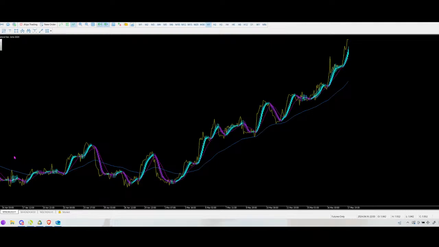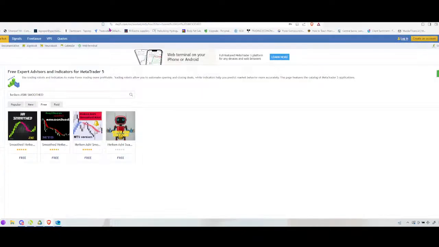So first of all, where do you get this indicator? Now, I did drop a link to the MQL5 website. That's basically the MetaTrader marketplace website. So if you're using MT4, MT5, you can get it there, and I'll just show you. So if you go to mql5.com, again, this is the MetaTrader marketplace, all things that are MetaTrader, and you just type in Heiken Ashi smoothed, and there are paid versions you don't need. So just click free and it'll filter it out, and these are the four that you'll find.